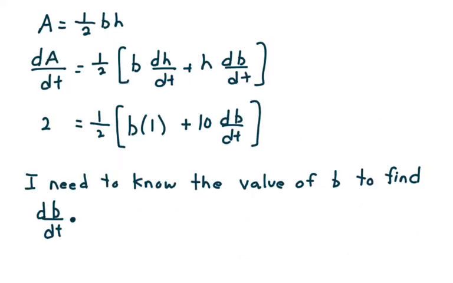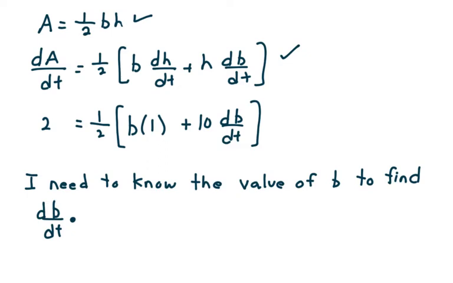The area of a triangle is 1/2 the base times the height. And I'm going to differentiate both sides with respect to t. So dA/dt is 1/2 the quantity, and applying the product rule, we get b dh/dt plus h db/dt. So that's just the product rule.